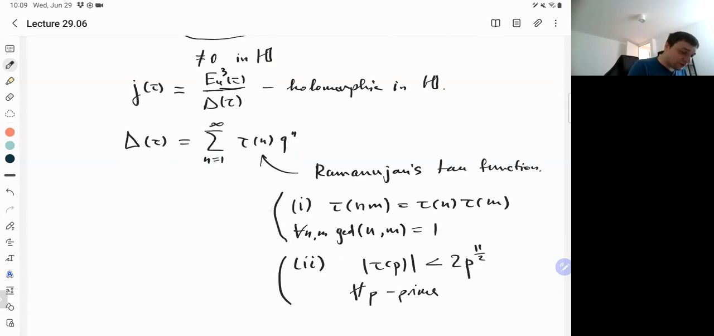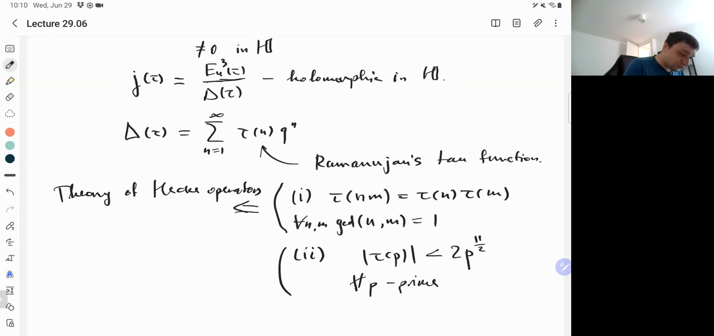The first observation has led to what is called the Hecke theory, or theory of Hecke operators, which is a theory of fundamental importance in modern number theory.